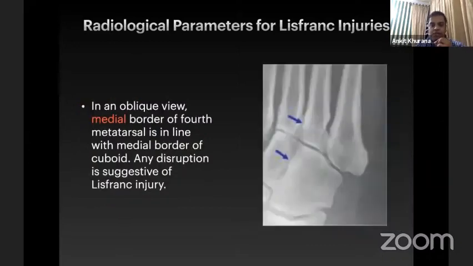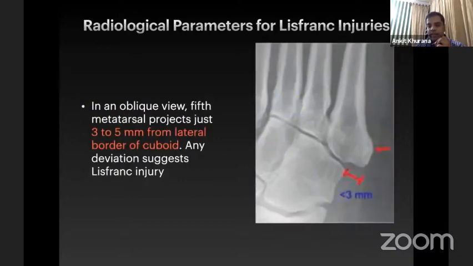On the oblique view, one should look for the fourth metatarsal being congruous with the cuboid, and this is done on the oblique view, as I mentioned. And similarly, on the oblique view, the fifth metatarsal should not be more than 5 millimeters beyond the lateral border of the cuboid.